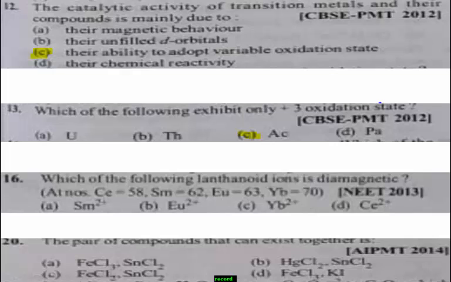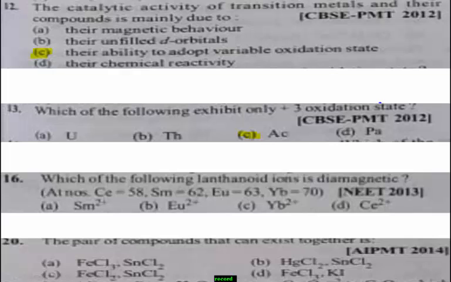Diamagnetic means they contain no unpaired electron, meaning completely filled electrons. In the bracket they have given the atomic number also. This is very helpful to write the electronic configuration. But the options are given in ionic form, so you write how many electrons remain after the electron loss and how many unpaired electrons are present. Okay, first option I take Sm2+, samarium.